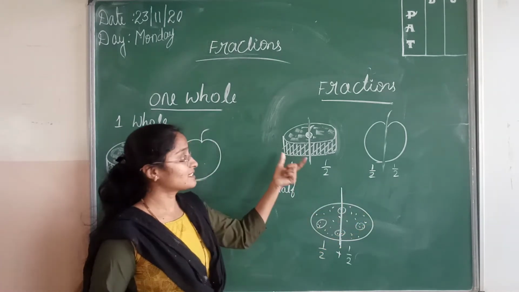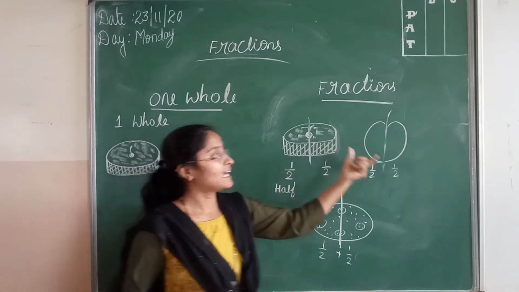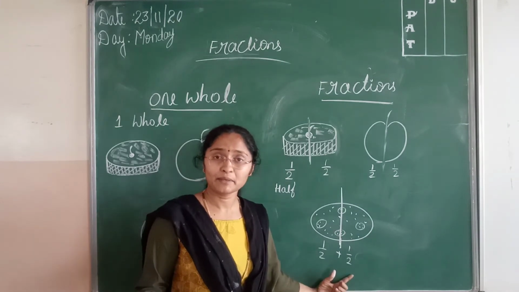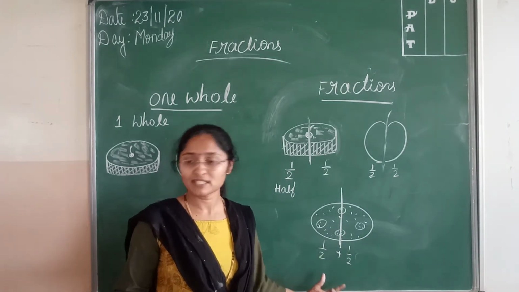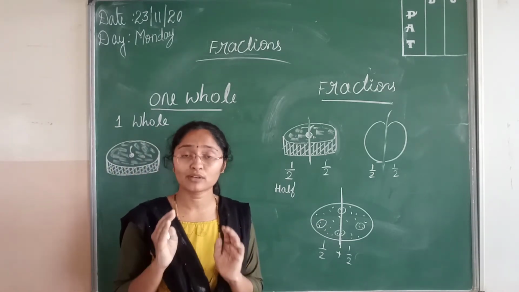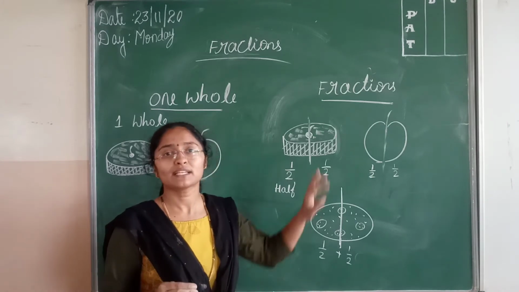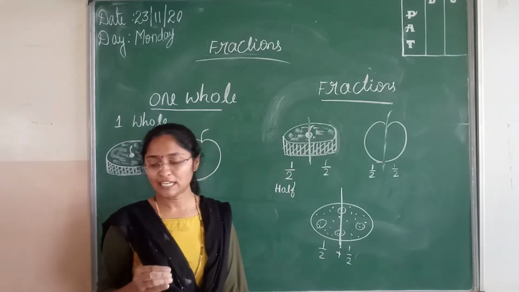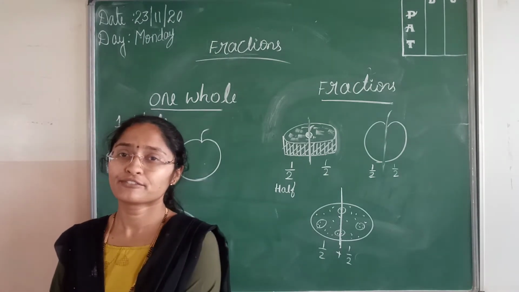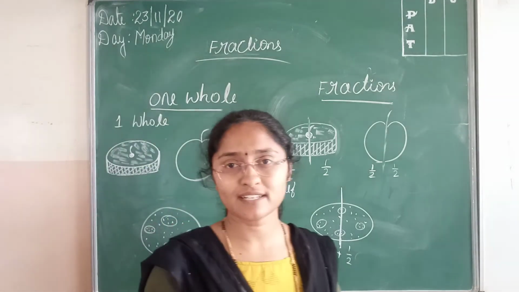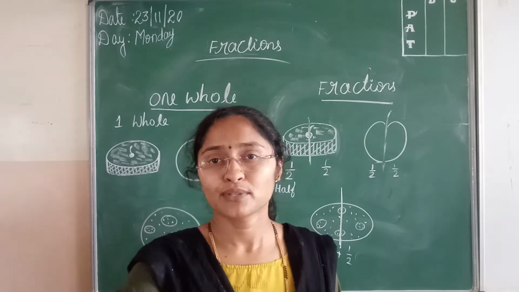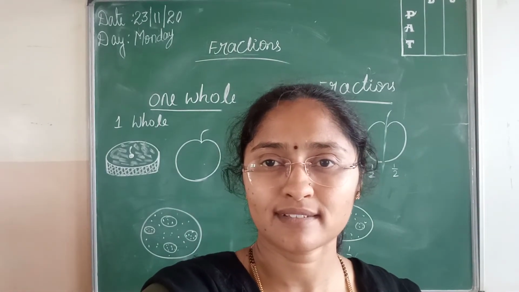Yes, we can cut this cake into 3 pieces, and this apple into 3 pieces or 4 pieces, and the pizza into 8 pieces or 6 pieces. We can cut in equal pieces. So when we cut an object into equal parts or equal pieces, we call it fractions. Understood? So here we have the types of fractions. In that, half is one type of fraction. Let's learn what those types of fractions are.